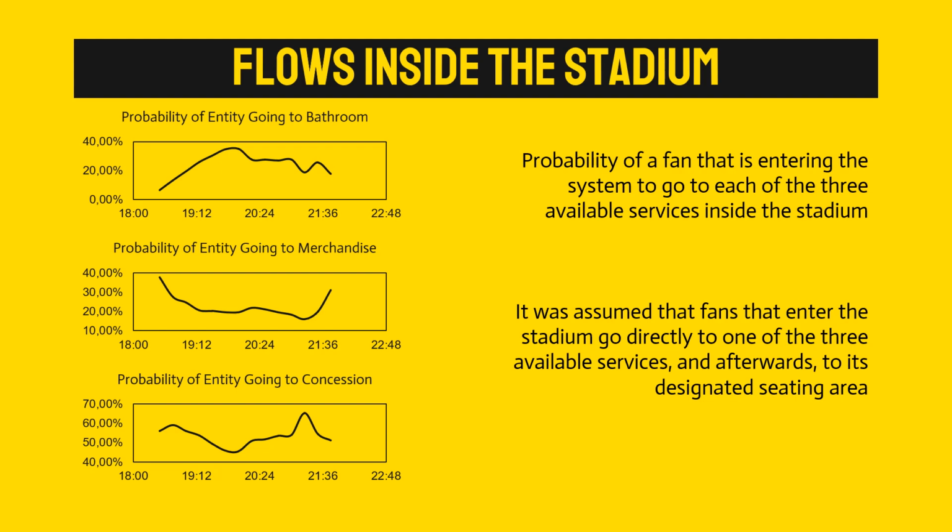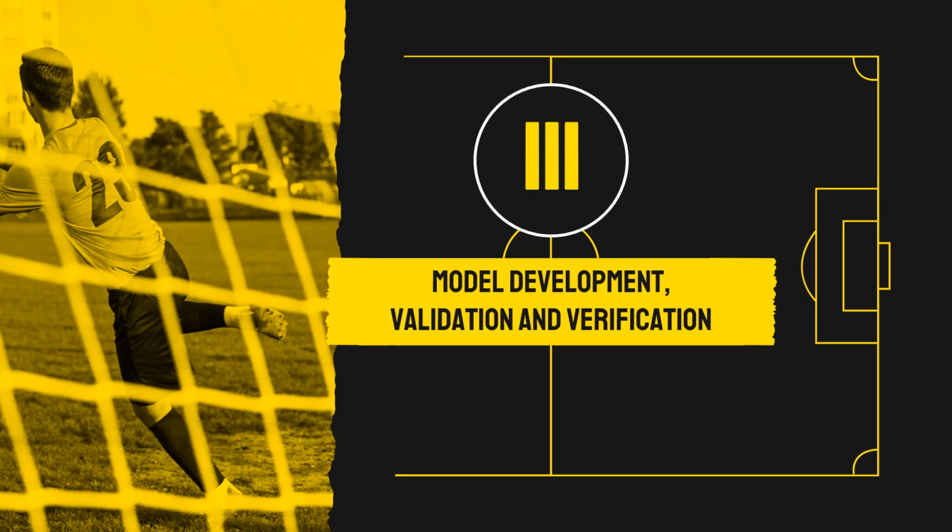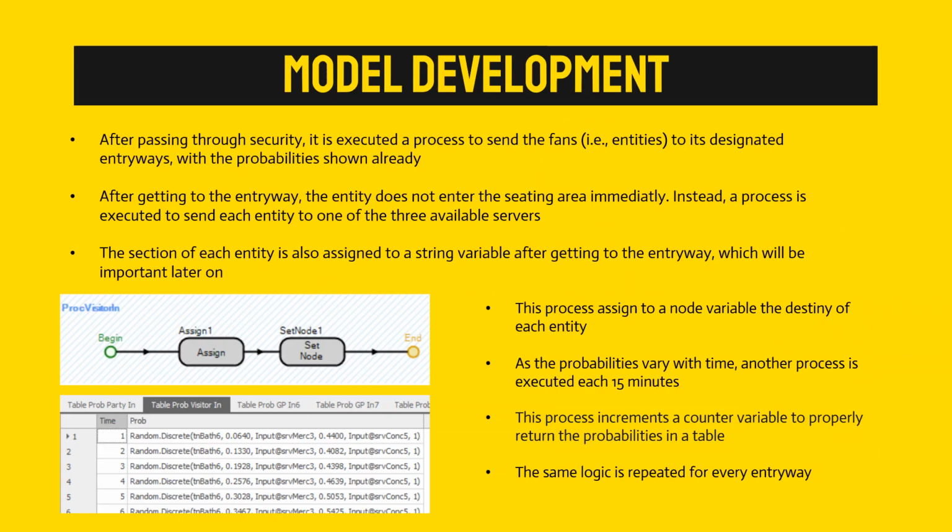each service. After data modeling comes the most important part of the problem, which is the effective model development, validation, and also verification. After the entity, that is, a fan, passes through security and ticketing procedures, a process is executed to send it to its designated entryway, with the probabilities shown just now. After getting to the entryway, the section of each entity is assigned to a string variable, and a process is executed to send the entities to one of the three available servers. This process assigns to a node variable the proper destiny of each entity.